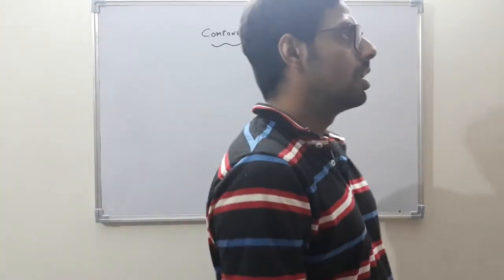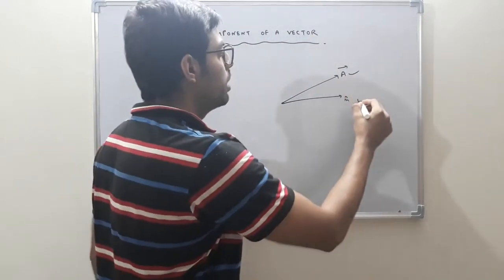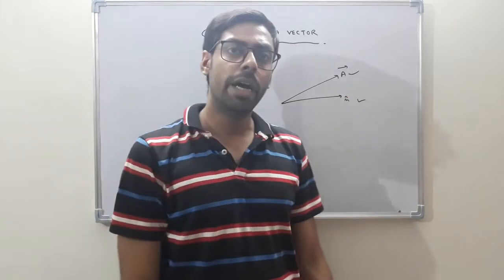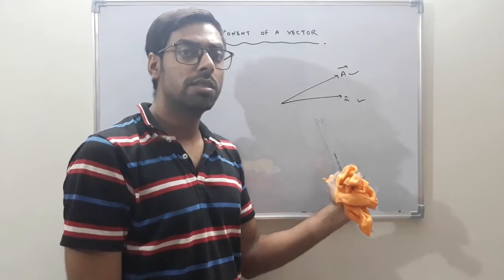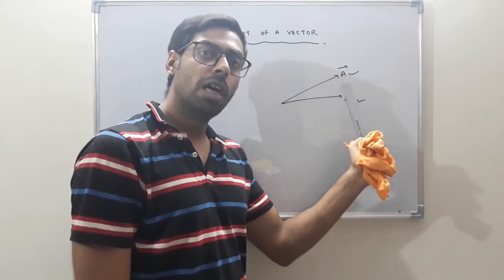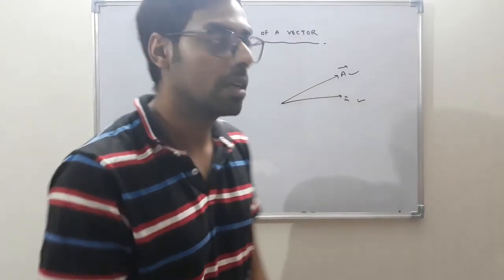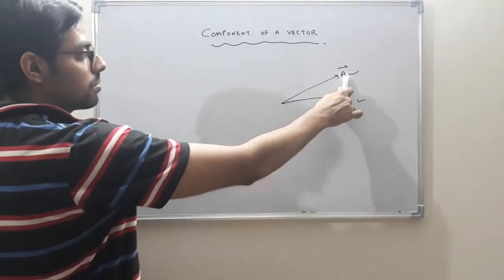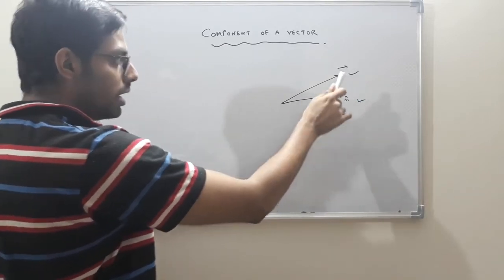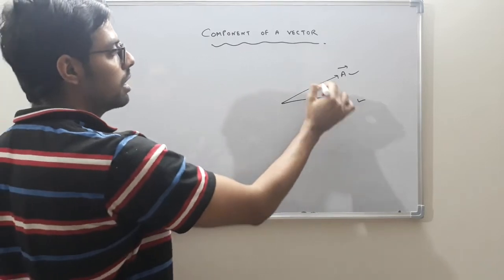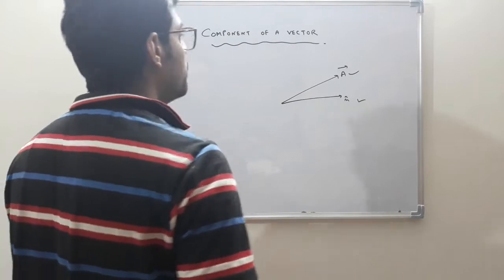Then, in a simple sense, we can define that the component of a given vector A in a given direction is the effective part of this vector A in that given direction, in which you have to find the component of this vector. So the component of a given vector in a given direction is the effective part of this vector in this direction. Okay, so that is the definition of the component of a vector.